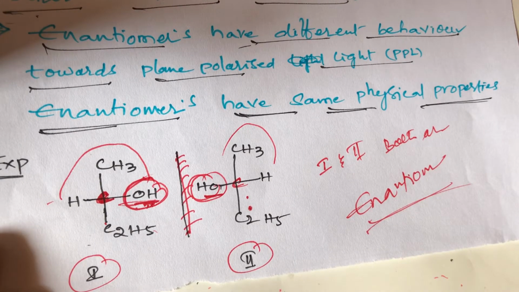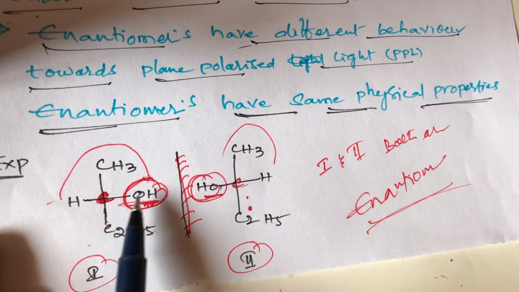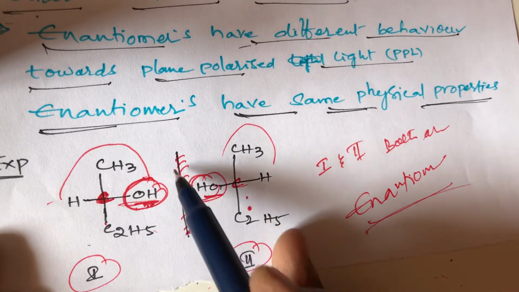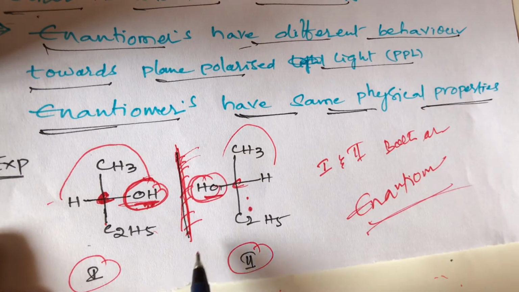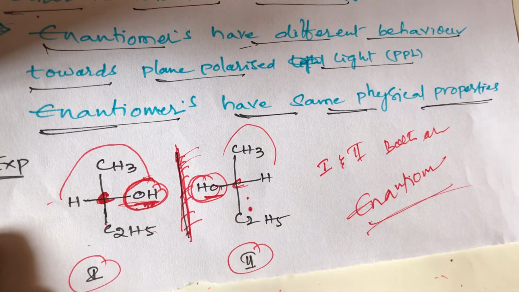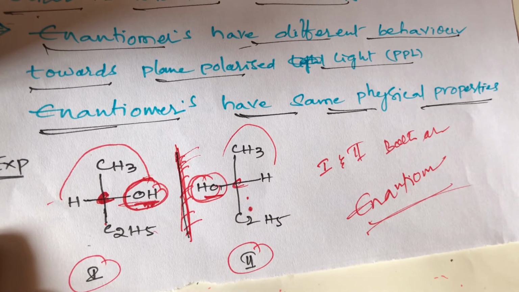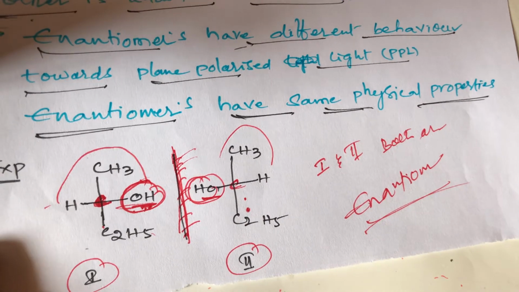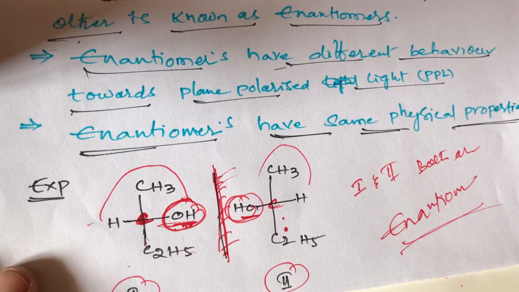So how to identify whether a compound is an enantiomer or not? A compound having optically active and non-superimposable mirror images of each other. This middle line acts as a mirror. So these both are mirror images of each other. And one more thing: enantiomers have the same physical properties. So I will take one more example, student. Here only one chiral center is there, so it is easy to identify the enantiomer.